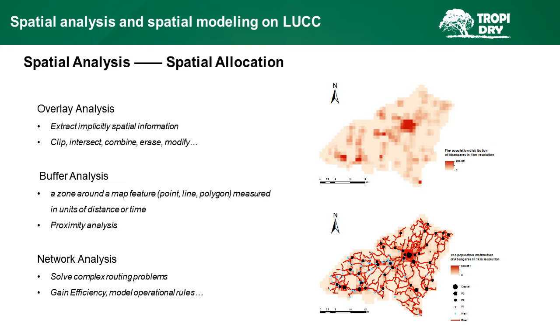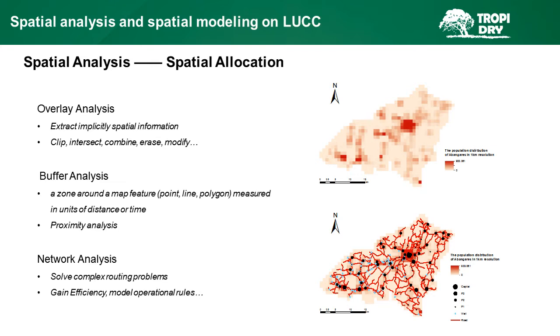In other cases, we also need to select a zone around a map feature measured in units of distance or time. Buffer analysis is a good tool used in such proximity analysis. The last one is network analysis. It aims at solving complex routing problems by analyzing the connectivity and accessibility of a network to gain efficiency and model operational rules. We can see the figures.